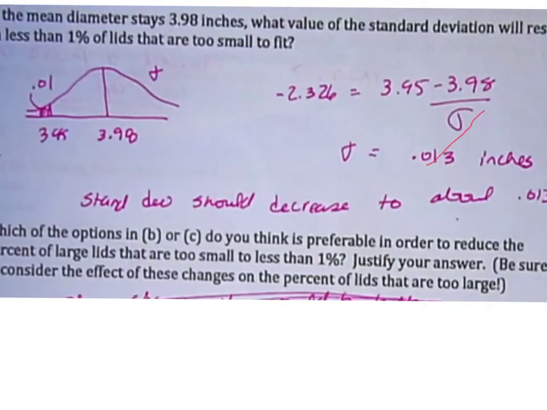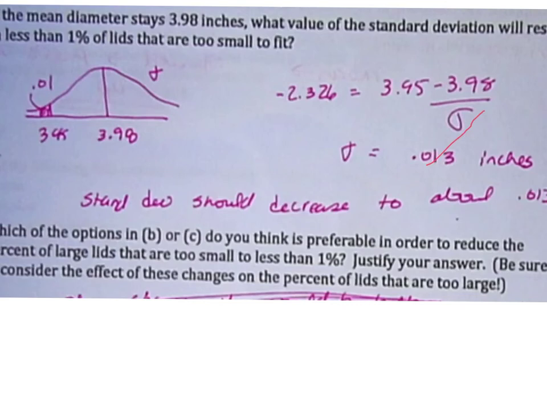In the next part of the question, we want to leave the mean at 3.98, but change the standard deviation. In order to have 1% below, we'd still have a z-score of negative 2.326. We would now have our score minus the mean over sigma, which would give us a standard deviation of approximately 0.013 inches.